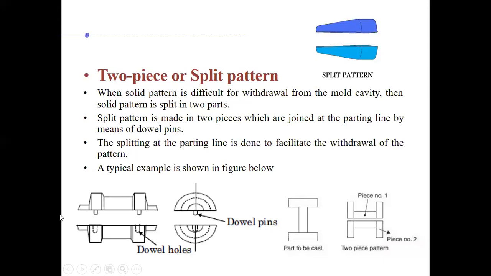We know what a parting line is, where the cope and drag, or the top and bottom part, meet. Splitting at the parting line is done to facilitate the withdrawal of the pattern, as I said. Once this part is removed, then the next one. You see, if this is a part to be cast, then that is split into two, piece number one and piece number two, so that they will be removed separately, the first and second piece.